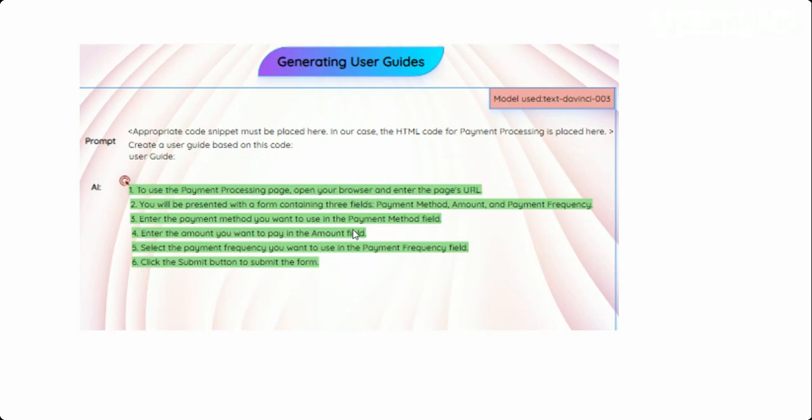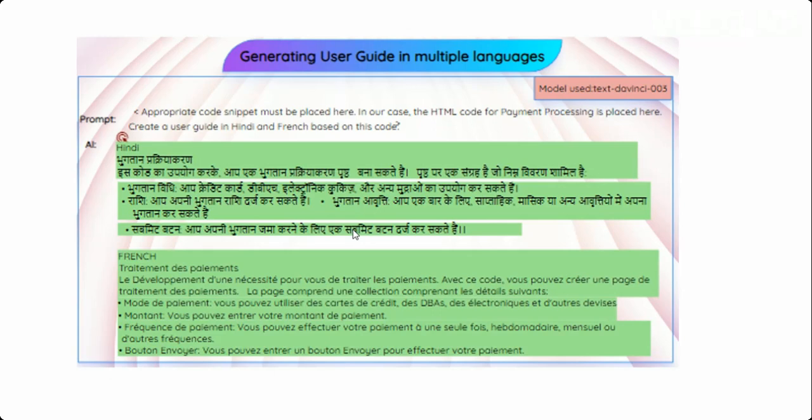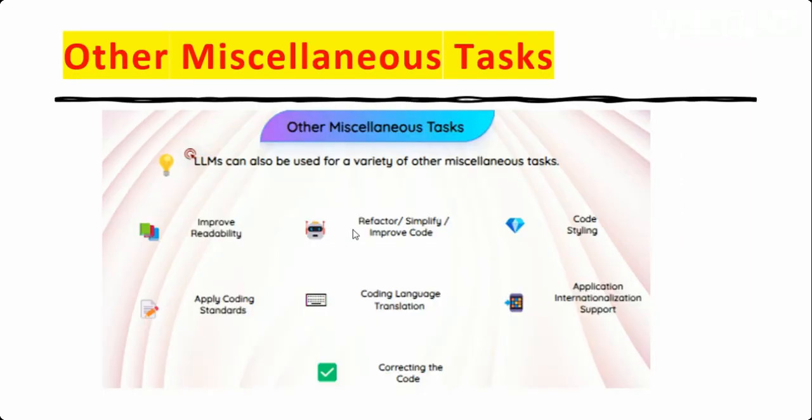And next, user guides, like how a user can go through your application. You can give your HTML code snippet and ask for a user guide based on that code. It will say, to use payment processing, open the page URL, then there are three fields, go there and submit. Likewise it will give you the steps. The user guide can be in other languages also, like Hindi, French. You can ask it to create a user guide in a given language based on this code. So not only deployment and user acceptance tasks, there are miscellaneous tasks too.